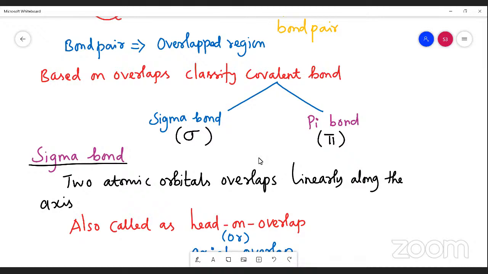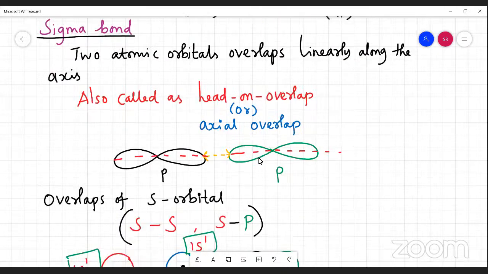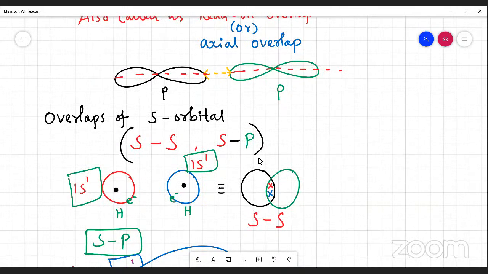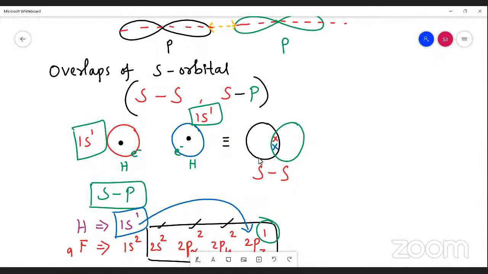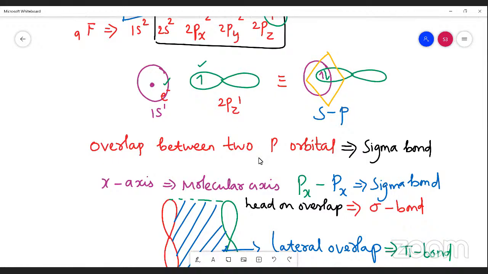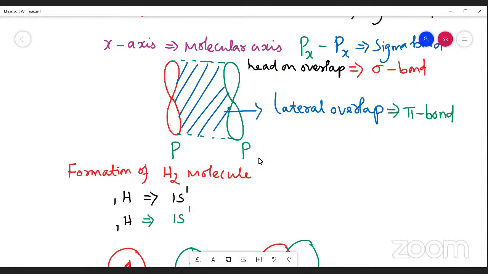And what is a sigma bond? Two atomic orbitals overlap linearly along the axis, and it is also called head-on overlapping or axial overlapping. This gives rise to overlaps of s orbitals: I have shown the overlap of s and s, s and p, or p and p. Consider the molecular axis, that shows the sigma bond. In the same way, lateral overlapping, where the p orbital is not in the molecular axis, the remaining will be considered as a pi bond, showing the formation of a pi bond.